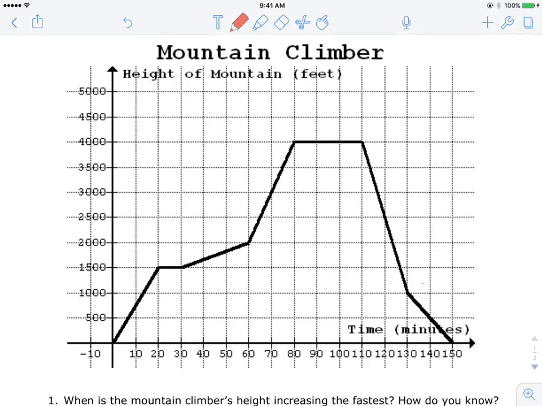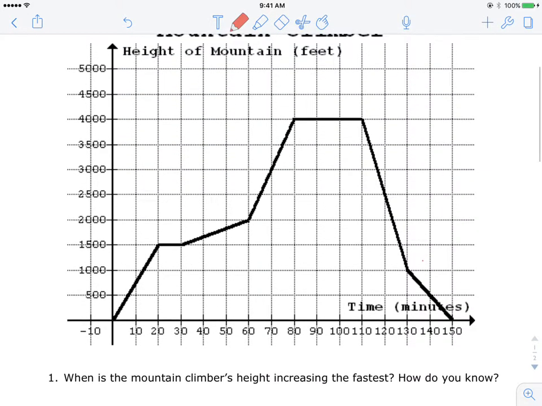All right, so today we are looking at different kinds of linear graphs and we are going to be interpreting them as best we can. Okay, so this first part is just kind of a big long example. First question, when is the mountain climber's height increasing the fastest?